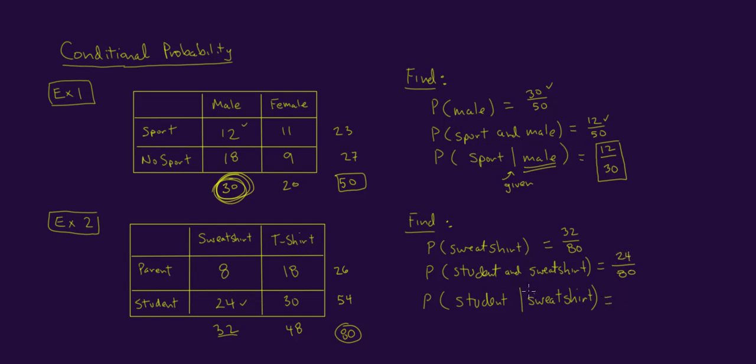And then finally, if we look at it from the student given sweatshirt, that means we are only looking at the people who got sweatshirts. Only the people who got the sweatshirts were the total of 32 people. And out of just those 32 sweatshirts, 24 were selected by students. So the answer there would be 24 out of 32 for the conditional probability at the end. And barring any simplification, this is the answer to the question. Hopefully you got the same.